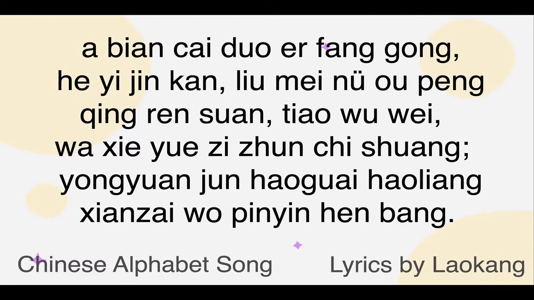Are you ready? A, bian. Remember that bian? It's not bien because that's the one that's like yen, Japanese yen. Okay. A, bian, cai, duo, er, fang, gong. He, yi, jin, kan, liu, mei, nu, o, peng. Qing, ren, suan, tiao, u, wei, wa, xie, yue, zi, zhun, chi, shuang. Yong, yuan, jun, hao, guai, hao, liang. Xian zai, wo, pin, yin, hun, bang.